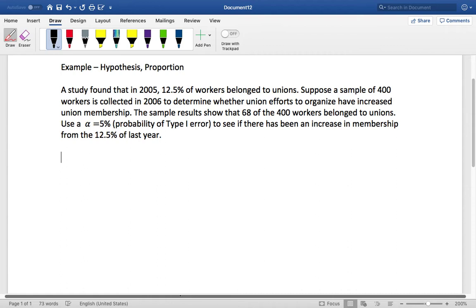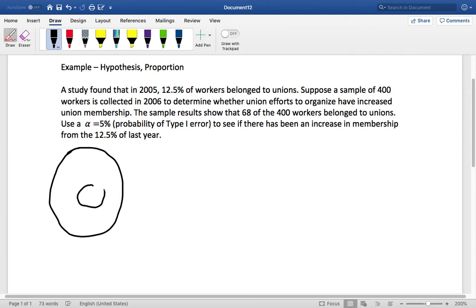So I guess we're assuming we're in 2006, and the information we have for 2006 is 68 of the 400 workers sampled belong to the union. So what does that look like? Let's just have a quick look. This is all the potential people that could belong to the union. We've taken a sample here. They're telling us they've taken a sample of 400 people. So the sample size is 400.